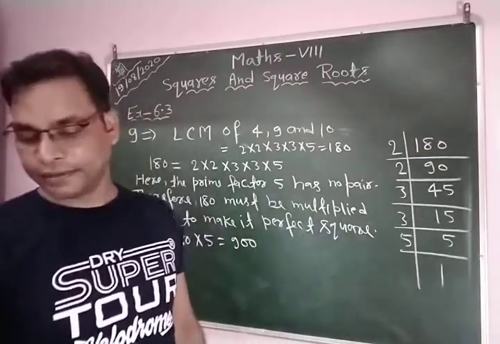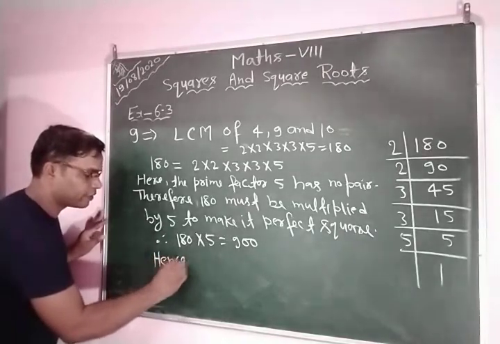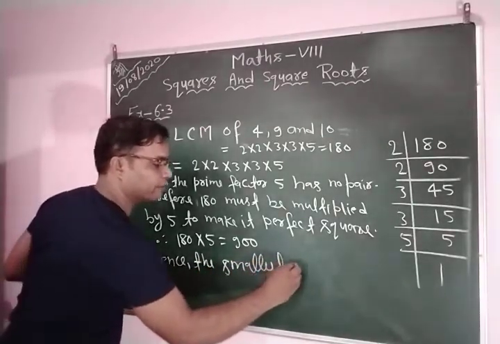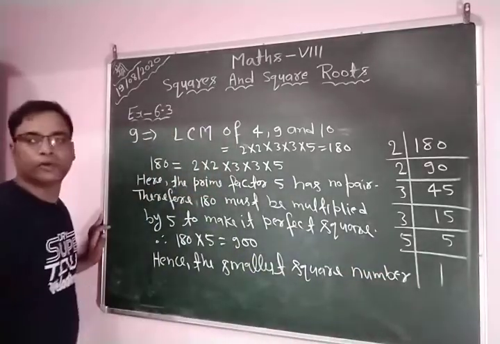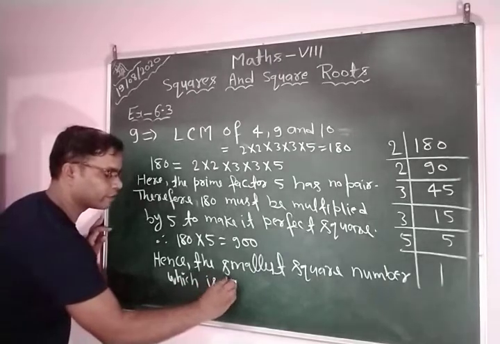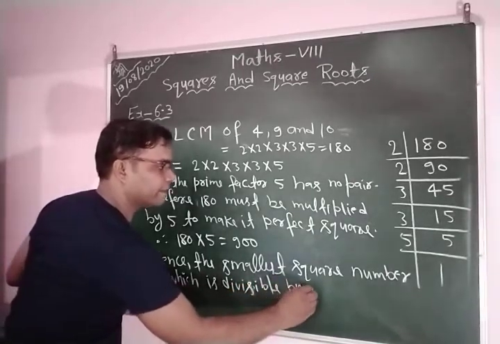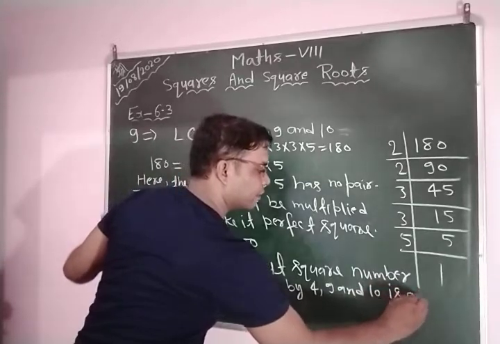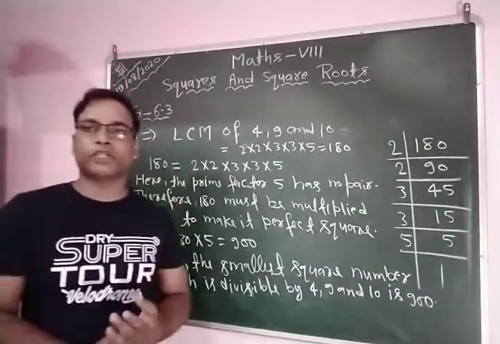So at last we can write: hence the smallest square number which is divisible by 4, 9 and 10 is 900.